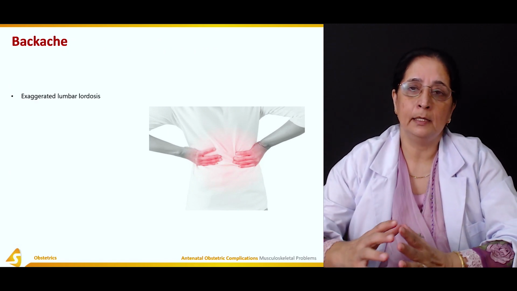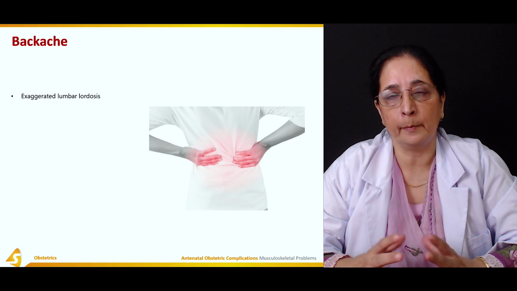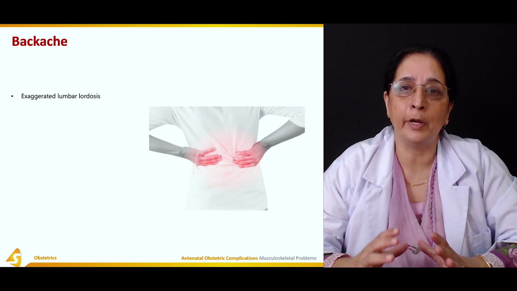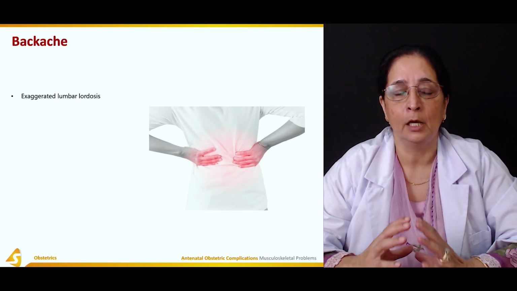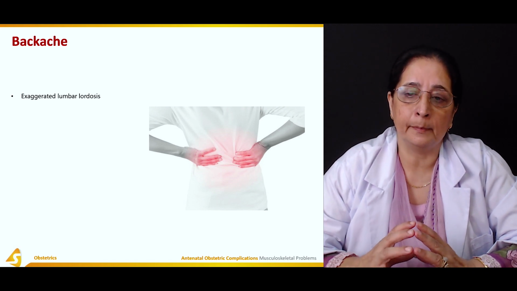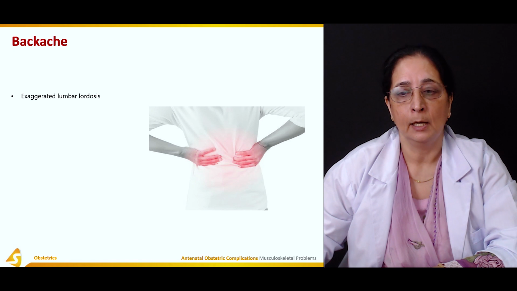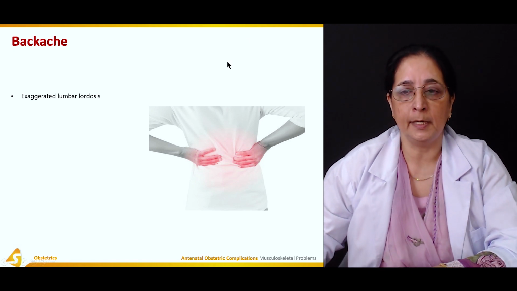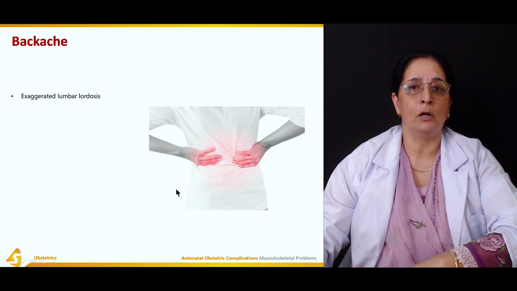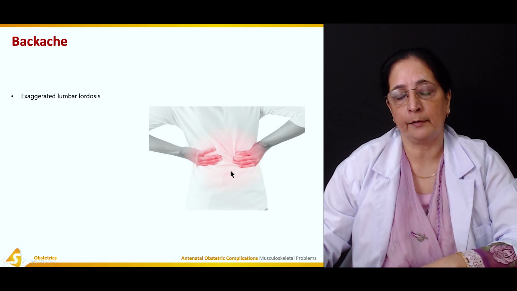Backache in the antenatal period, especially as the uterus grows and the abdomen becomes bigger and bigger, is caused by the pressure of the growing uterus or the growing baby on the spinal column. So backaches are very common, especially in late pregnancy, when the baby is getting bigger. And there is also exaggerated lumbar lordosis. The backache is usually in the lower back. This is the lumbar region.